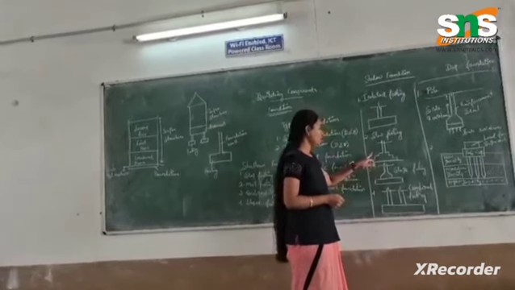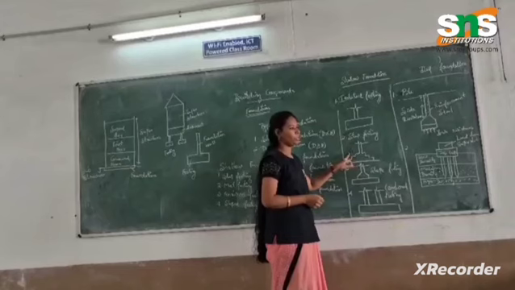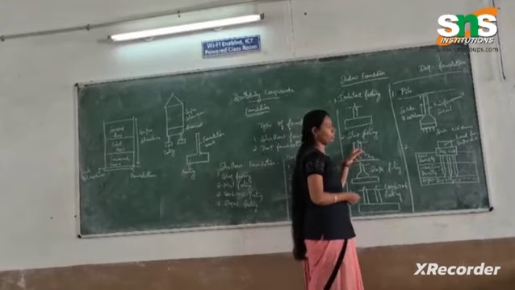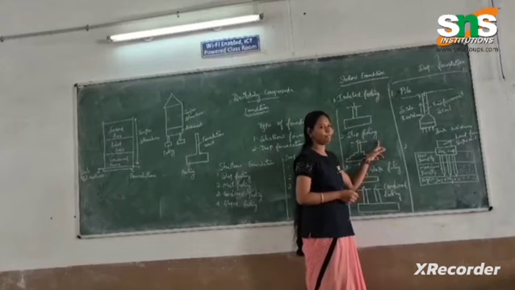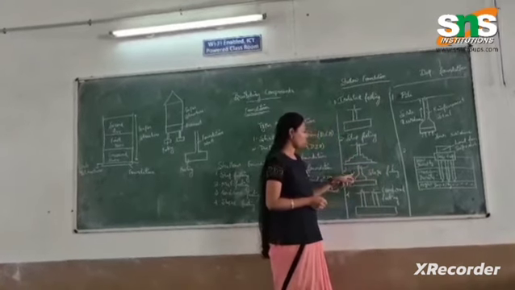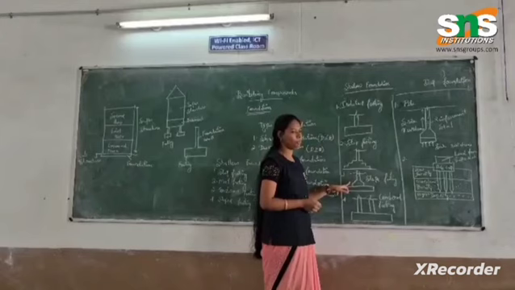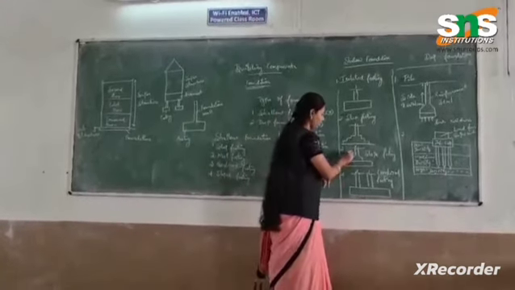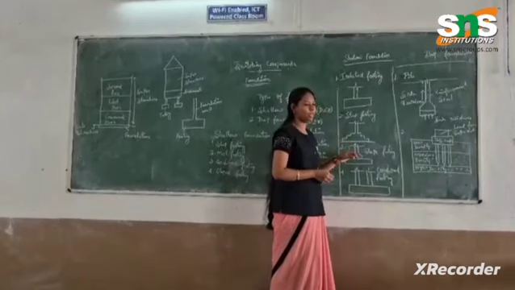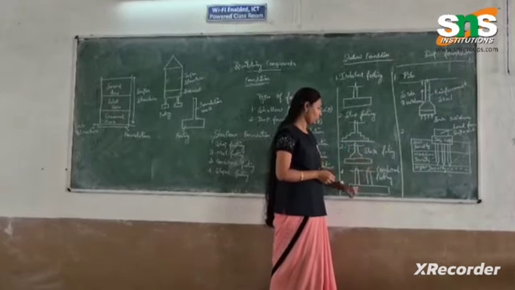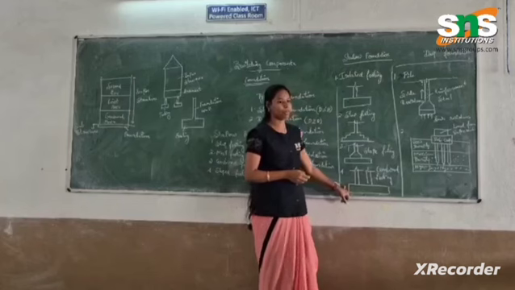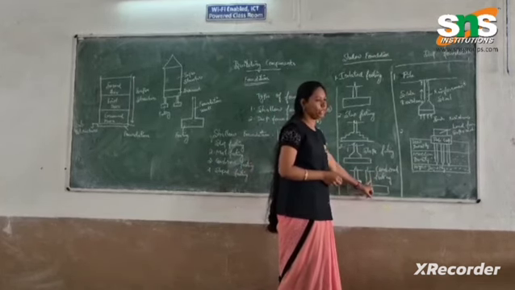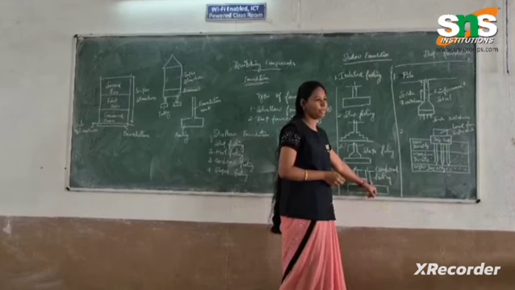Next one, step footing. Why are we providing step footing? When the depth is larger, we will be providing step footing. Next one, slope footing. If we have a taller building, we will be providing this slope footing. Next one, combined footing. What is combined footing? One or more footing is provided, that is called as combined footing.